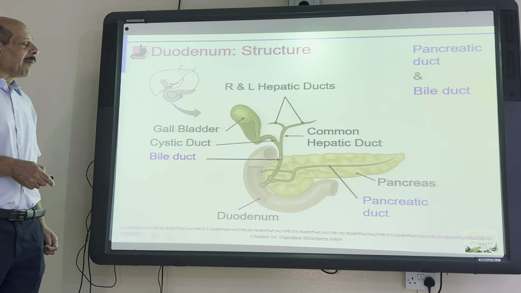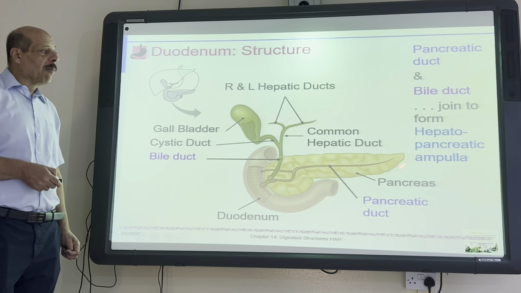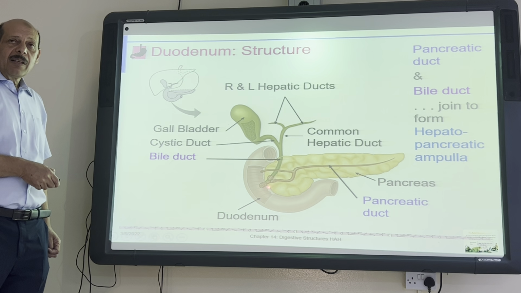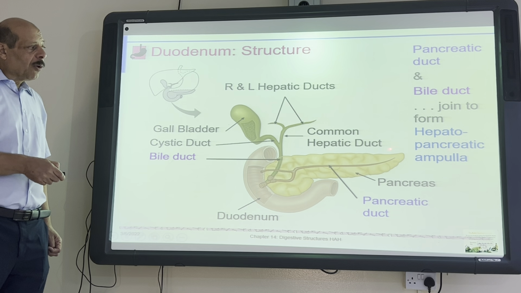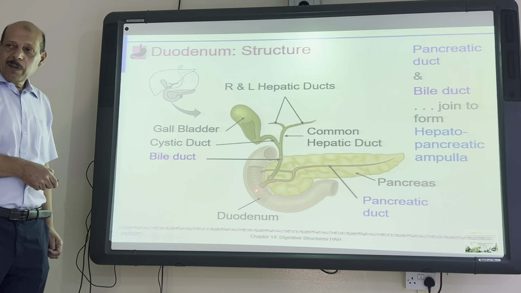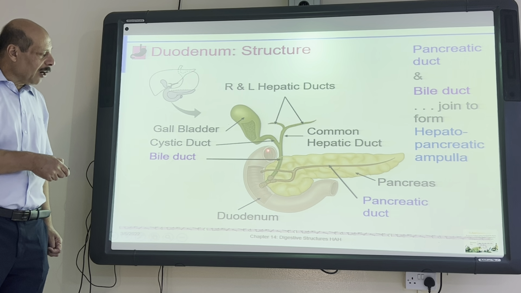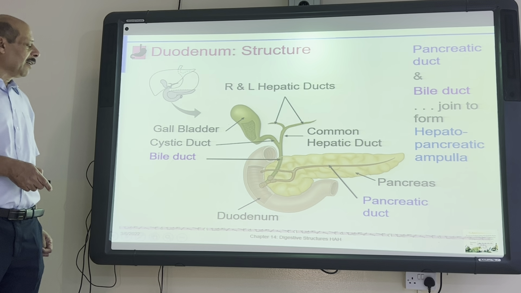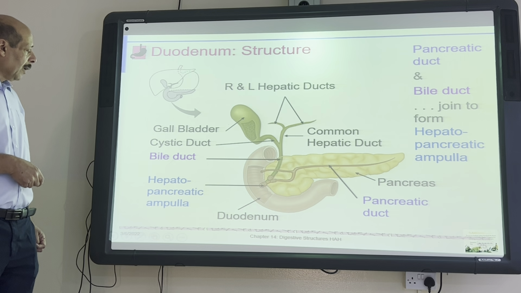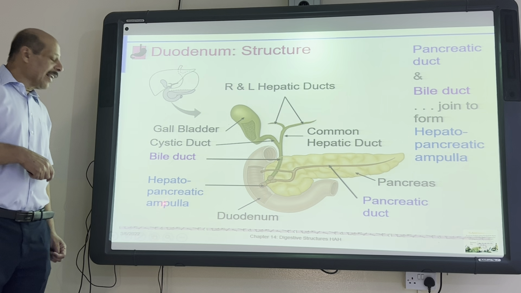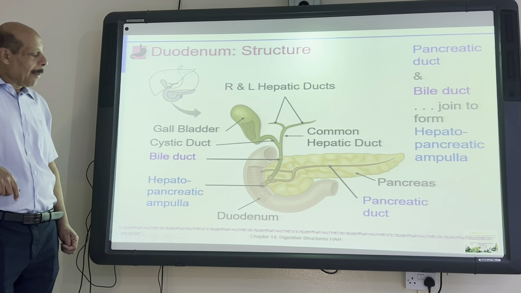So the pancreatic and bile duct join to form the hepatopancreatic ampulla. This part, we call it the hepatopancreatic ampulla, which will open to the first part of the duodenum. So it opens to the first part of the duodenum. So this is the hepatopancreatic ampulla.